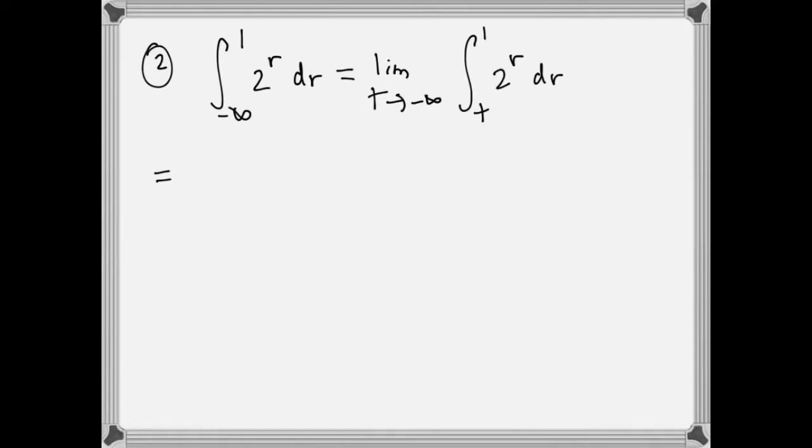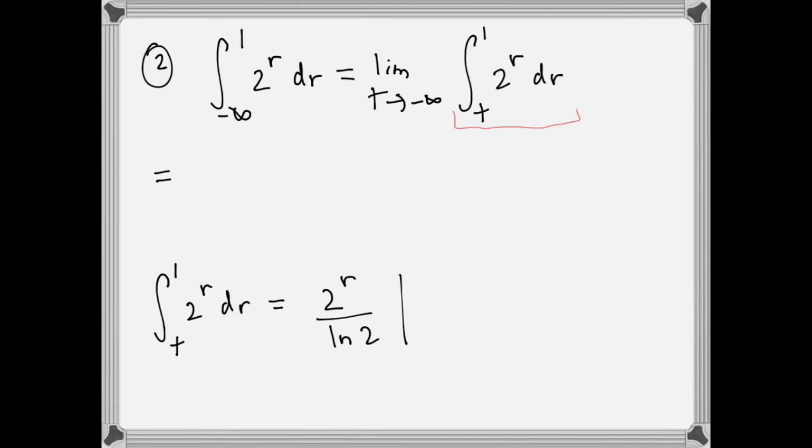So I'm actually, again, going to do this below. I know that this is what I need to integrate first. So what is the integral from t to 1 of 2 to the r dr going to equal? So what is the antiderivative of 2 to the r? The antiderivative of 2 to the r is actually 2 to the r divided by ln of 2. Okay? So that would be the antiderivative, and we're going from t to 1. So if we plug in 1 first, we get 2 over ln of 2 minus, and if we plug in t, we get 2 to the t divided by ln of 2.